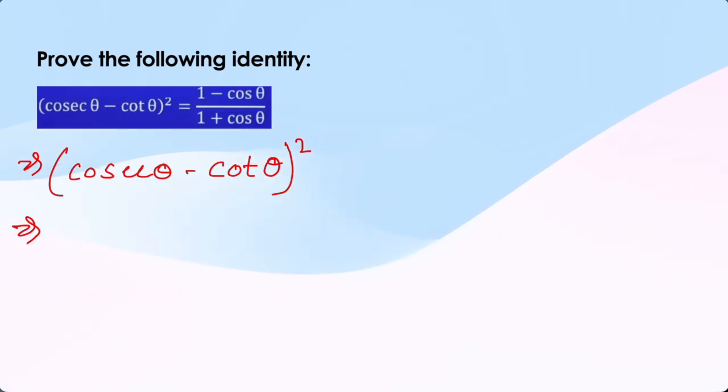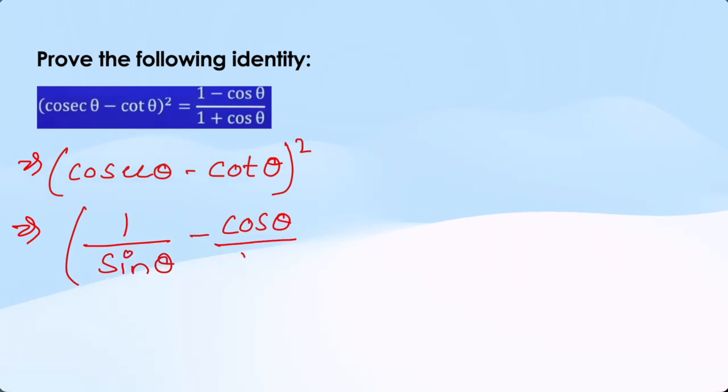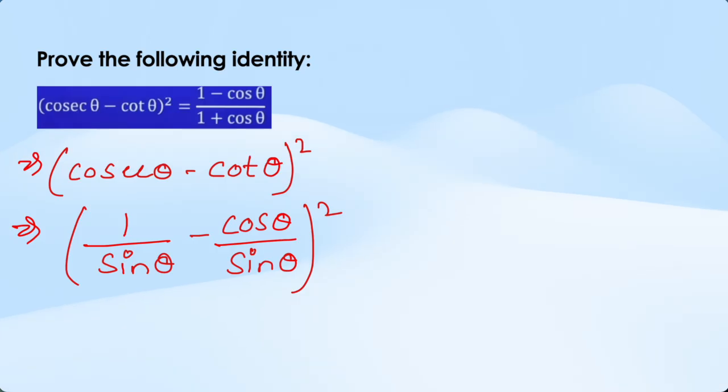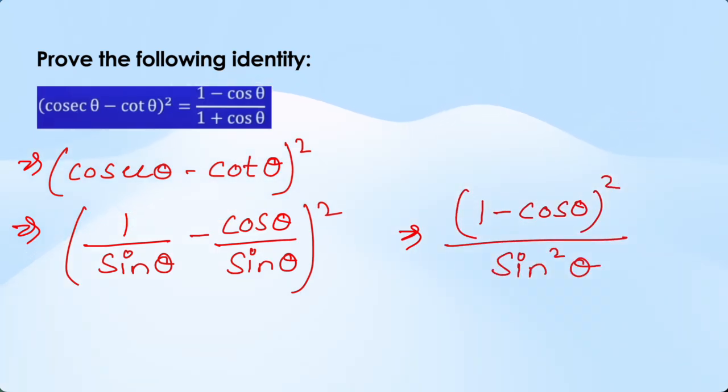What is cosec theta? Cosec theta is 1 by sin theta. And using the quotient identity, what is cot theta? Cot theta is, in terms of sin and cos, cos theta by sin theta. Any doubt to anyone? Okay. So I can write it as 1 minus cos theta the whole square divided by sin square theta. Alright. Just what we did in the last question or just the reverse of it.